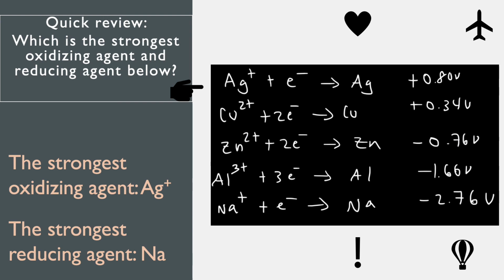When looking for the strongest oxidizing agent, you can just look for the one with the highest cell potential value. Same for the strongest reducing agent. You can just look for the one with the smallest cell potential value, because when you reverse the reaction, the smallest cell potential value will be the largest cell potential value.